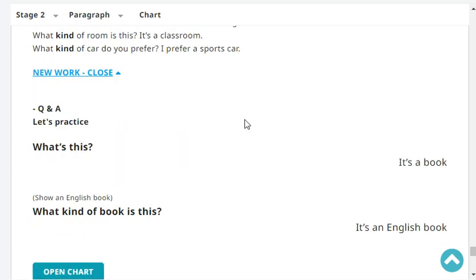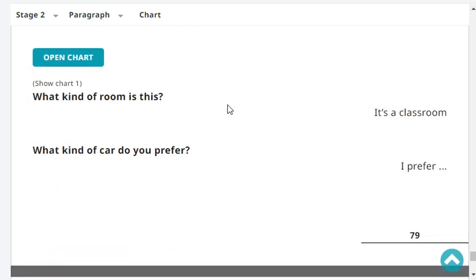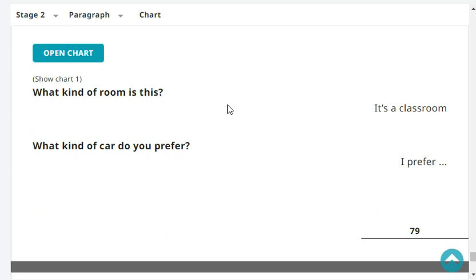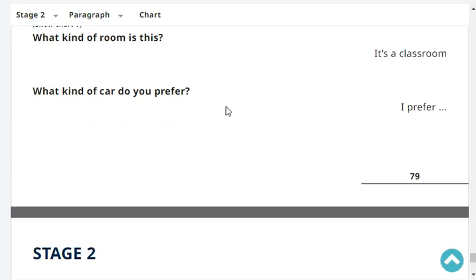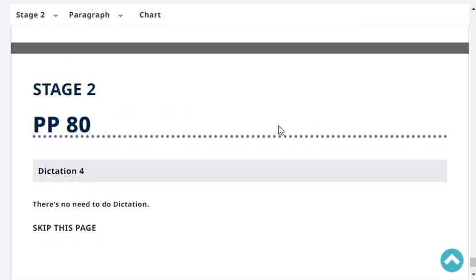Okay, let's practice. What's this? It's a book. What kind of book is this? It's an English book. Very good. What kind of room is this? It's a classroom. What kind of car do you prefer? I prefer a sports car. Very good. Next.